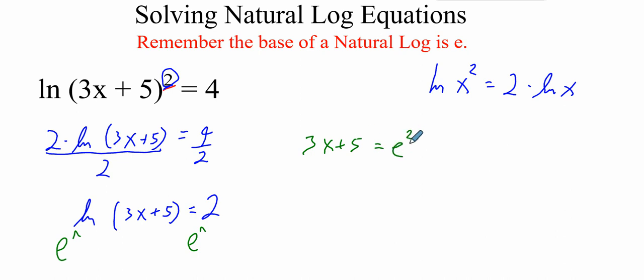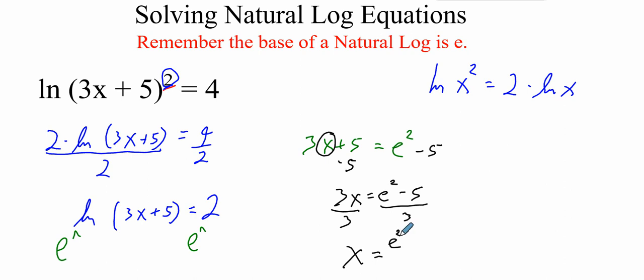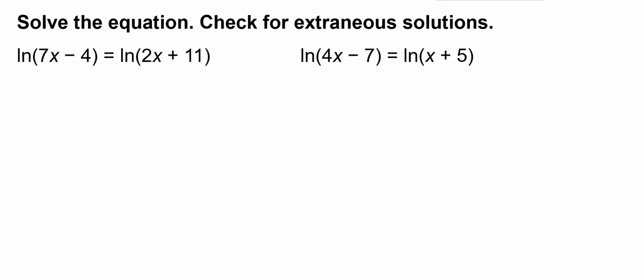Again, e squared is going to be irrational, so I'm just going to leave it as a variable and isolate my x term. So first thing I'm going to do is subtract 5 from both sides. So I get 3x equals e squared minus 5. Divide both sides by 3. So I get x equals e squared minus 5 over 3 as an exact solution. And as an approximate solution, we are going to get 0.796.